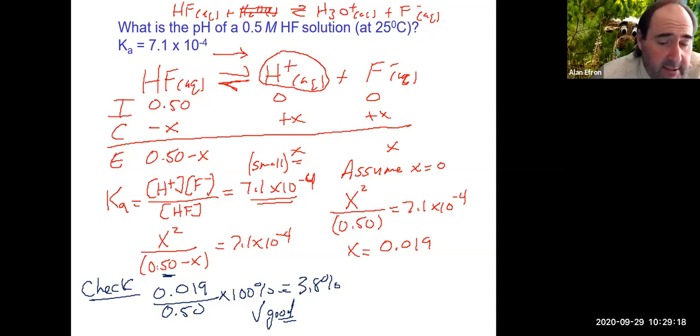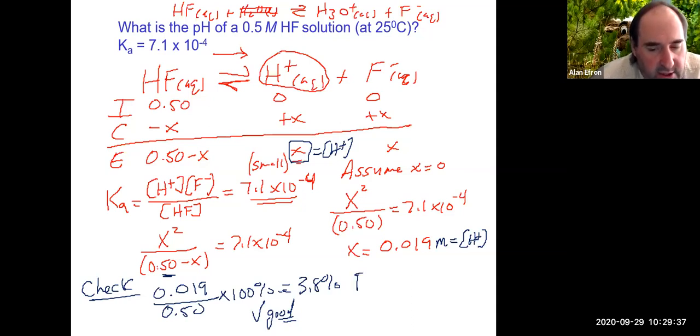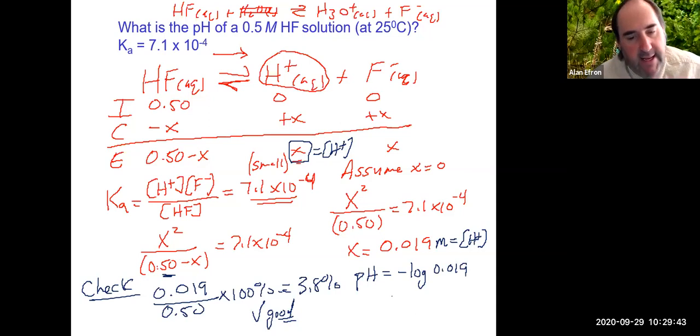So because this assumption is good, and if we go back to our table, we see that x is equal to the H plus concentration, which means that this here is going to be our H plus concentration. And really at this point, that is all we need to figure out our pH. So the pH would equal minus the log of 0.019. And that will get us, we'll call it 1.7 in terms of our pH in this particular case.